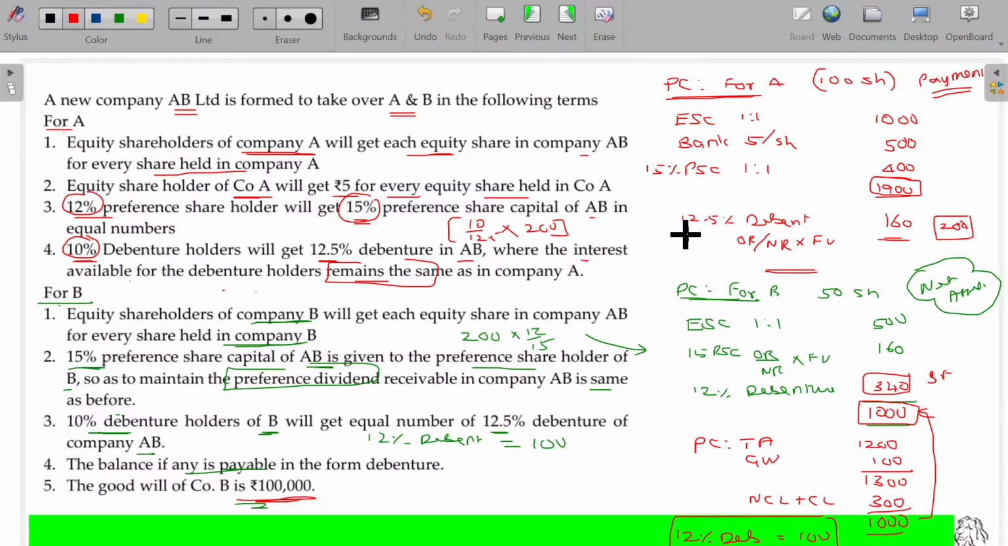The point to be noted here is any amount payable to the debenture holders will be nothing but part of settlement of debt, not part of the purchase consideration. So here is 12.5%, here is 12.5%. So these two will be separately included.